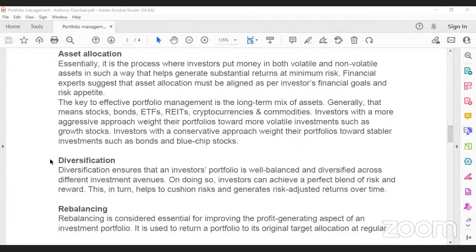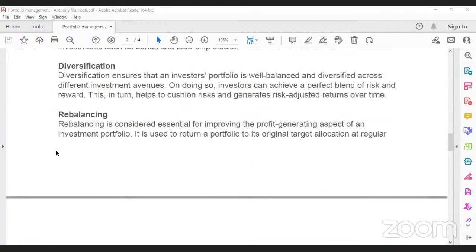Rebalancing. Okay, let's talk about rebalancing. The main reason why you need to rebalance is because you need to return your portfolio to its original target allocation. Going back to our focus on the first webinar in this series, investment strategies.